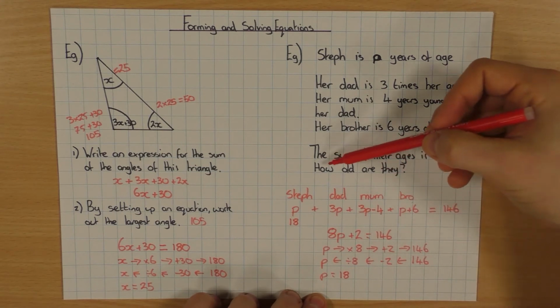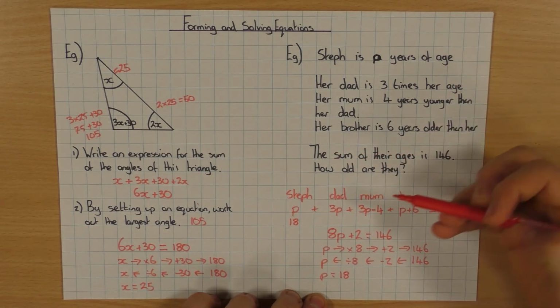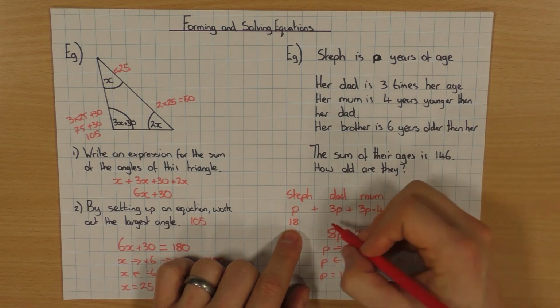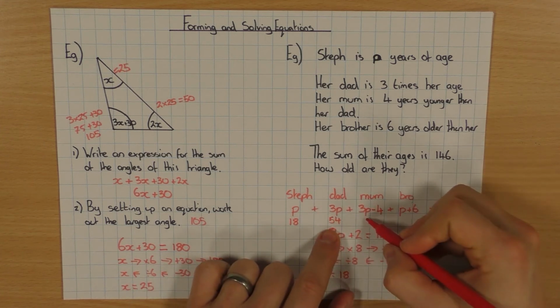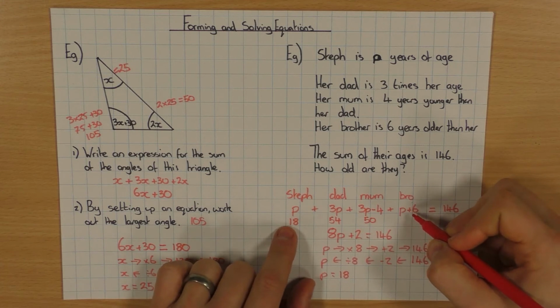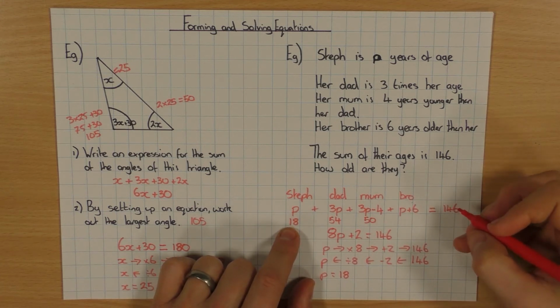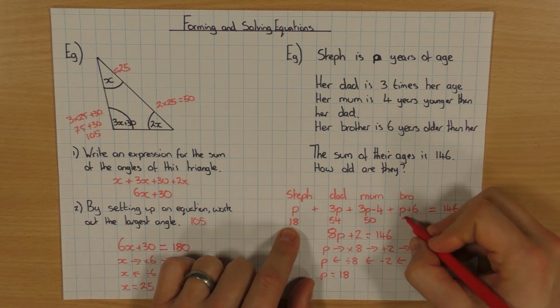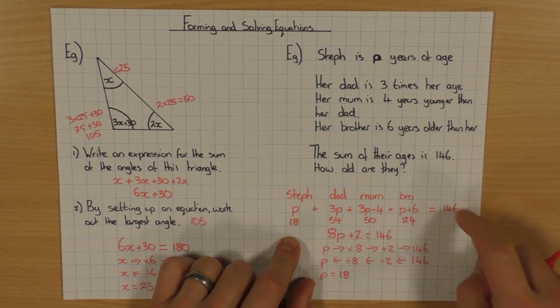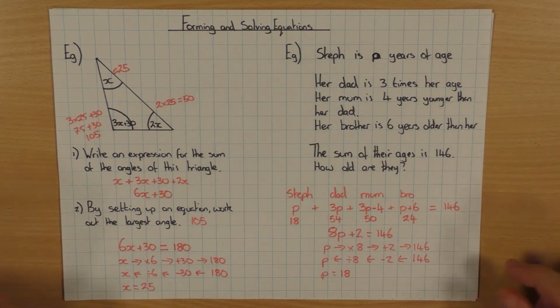And don't forget, read the question, how old are they? So we need to work out all their ages. So dad is 3 times her age, so 3 times 18 is 54. Mum is 4 years younger than dad, so she'll be 50. And the brother is 6 years older than Steph, so 18 plus 6 is 24. And again, you can check all those by adding them up and making sure I get to 146.